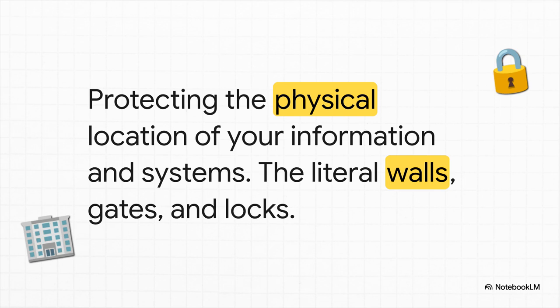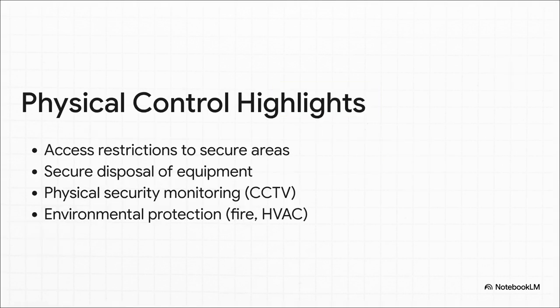Okay, now for the physical world. Even a digital fortress still exists in a physical space. So, physical controls are all about protecting the servers, the offices, and the hardware where your information actually lives and breathes. We're talking about the literal walls, gates, and locks here. Things like restricting access to server rooms, making sure you securely dispose of old hard drives, monitoring your facilities with cameras and sensors, and even protecting against environmental threats like fire or floods.